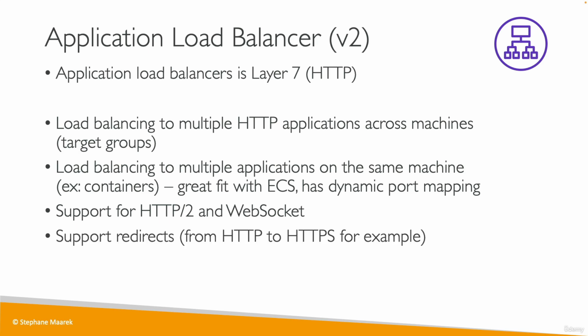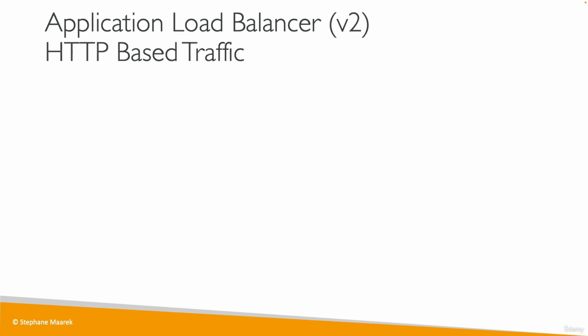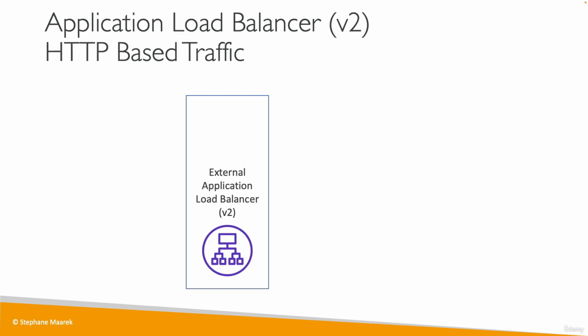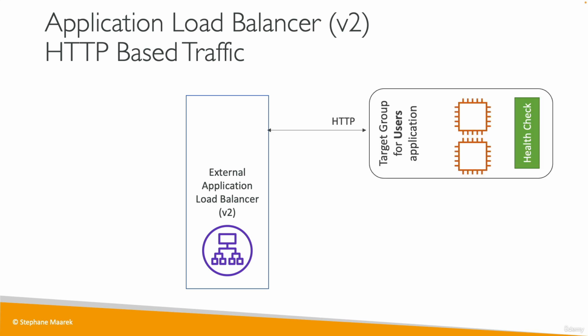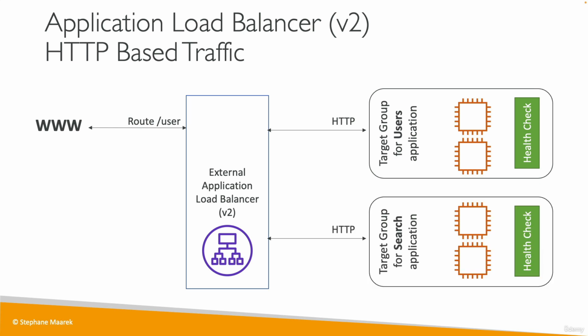And you can have some sort of rules and redirects. For example, you can redirect from HTTP to HTTPS directly at the application load balancer level. But you can also write your own routing rules, such as path, headers, query strings, and so on. So as an example, here we have an external application load balancer v2 and two target groups, one for the users that is accessible at the root/user, and the other one for search, which is available at the root/search. And as you can see, each target group will have a different health check.